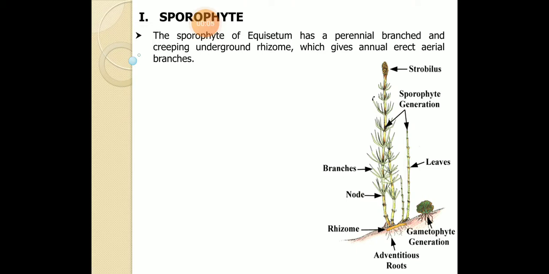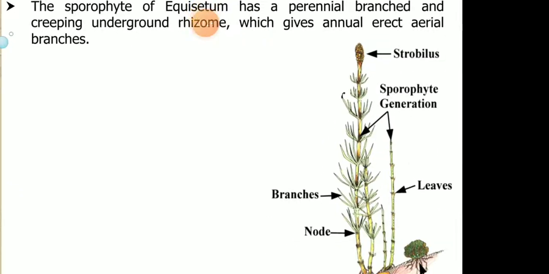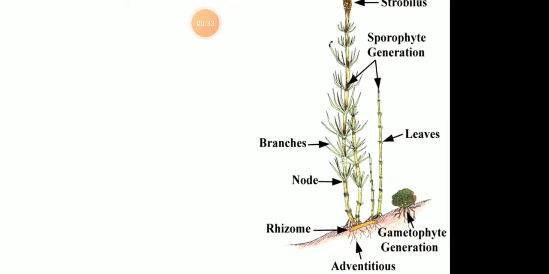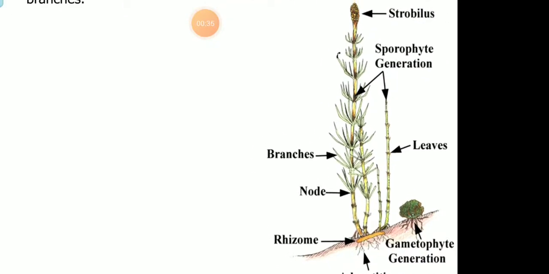Hello friends. In the previous slide I explained the Equisetum morphology, where it grows, its habitat and classification, continuing with the sporophyte and gametophytic structure. The plant body in the picture is a complete plant body consisting of branches, with nodes and internodal regions.